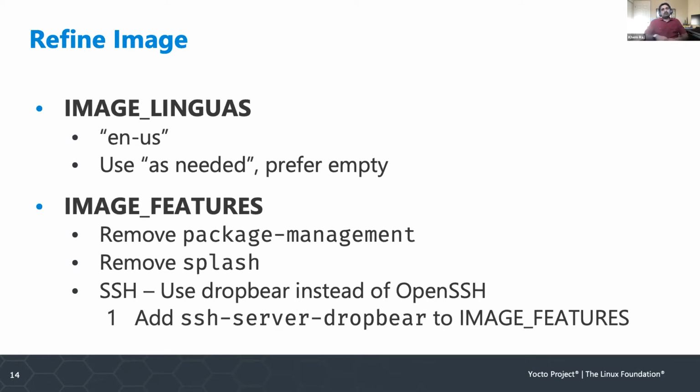And there are certain image features that you might want to remove. So if it is a deeply embedded system and you're doing firmware updates using different methods, don't use package management. It will avoid creating those package management databases in your images. Remove splash, right? If it's not headed, you don't need splash. And for SSH, you could use drop-bear instead of OpenSSH. So these are some of the package choices I was talking about that you can make at the very beginning.